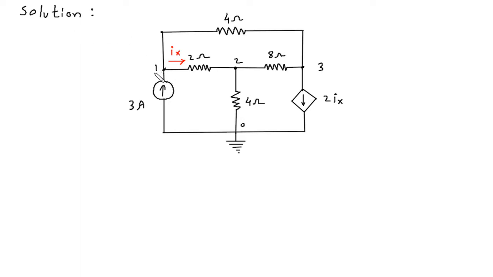Let's say the voltage at node 1 is V1, the voltage at node 2 is V2, and the voltage at node 3 is V3. Now before applying KCL we will consider the currents. Let's say this is current I1, this is current I2, this is current I3. All the currents are towards this reference node.